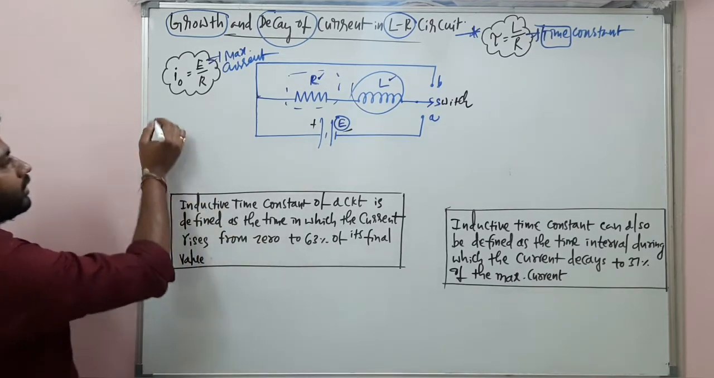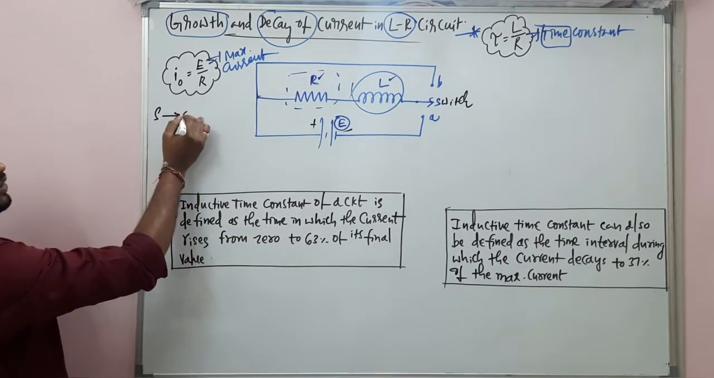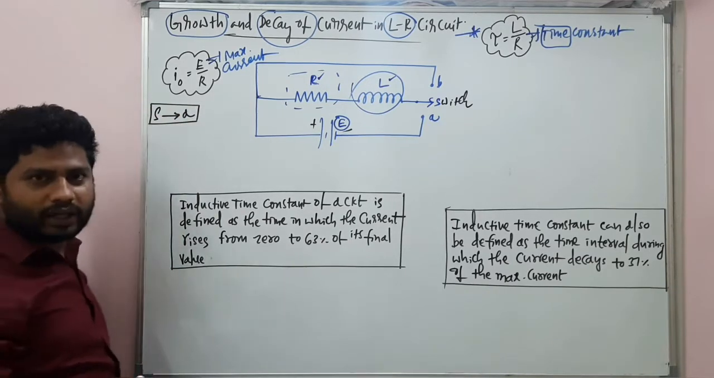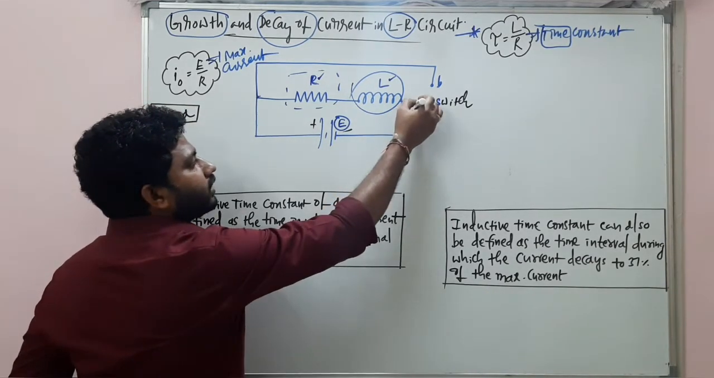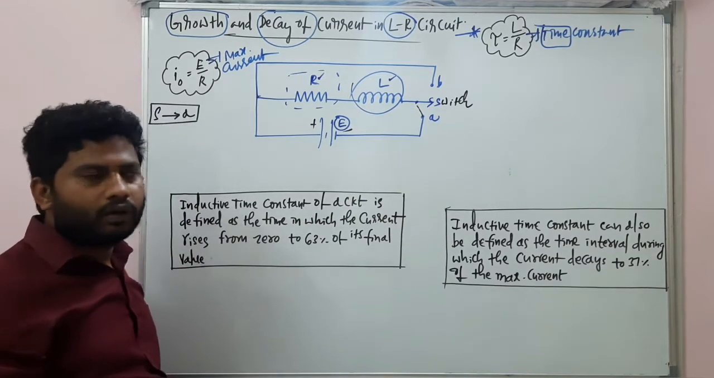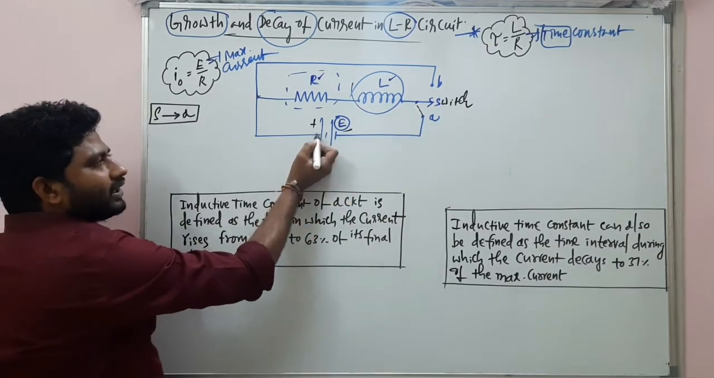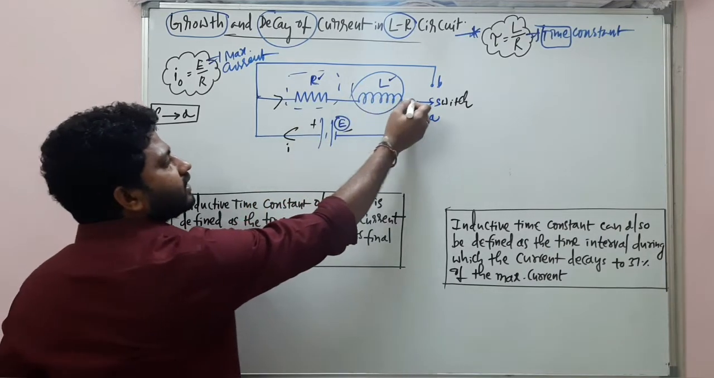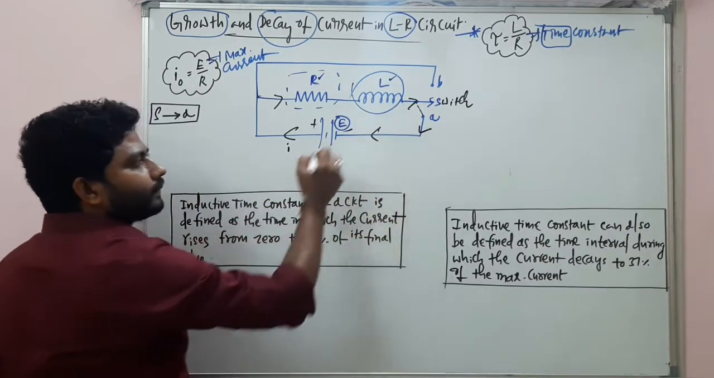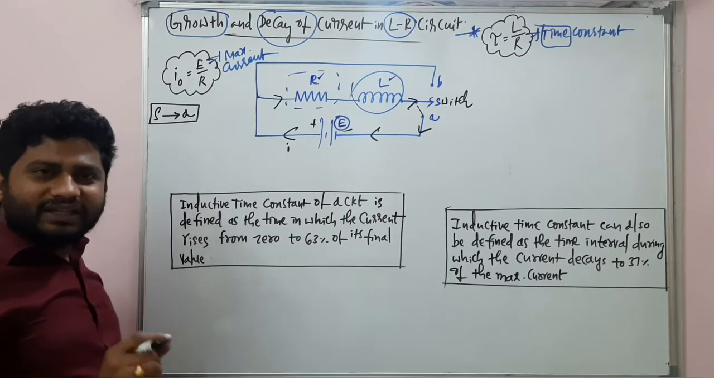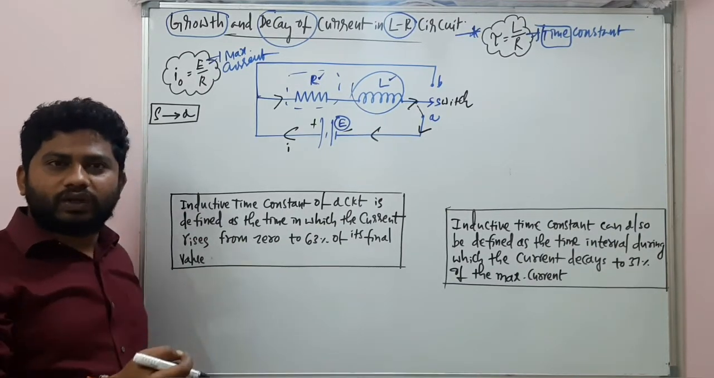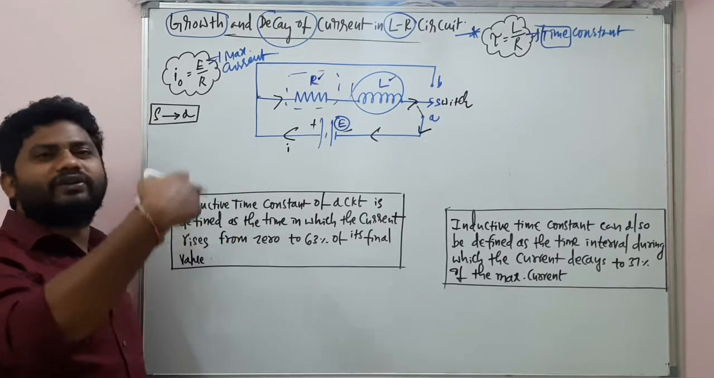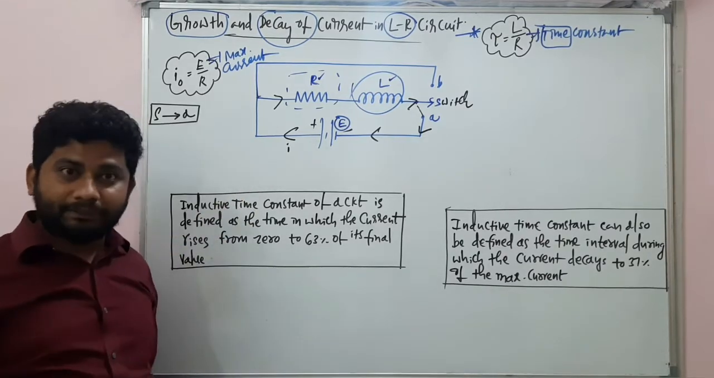First, what I am doing here, the switch is connected to A. Switch is connected to point A. What happens? Imagine the switch is connected to point A. From the positive terminal, the current will start flowing through this circuit. Yes or no? Current will start flowing through this circuit. Initially, the current value is 0. Understand? Initially, the current value is 0 and the current value will slowly rise and reach the maximum.